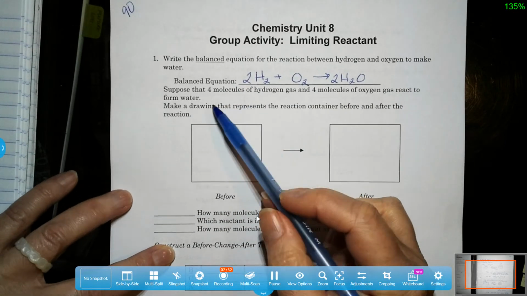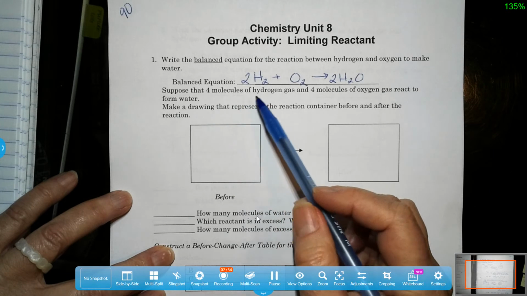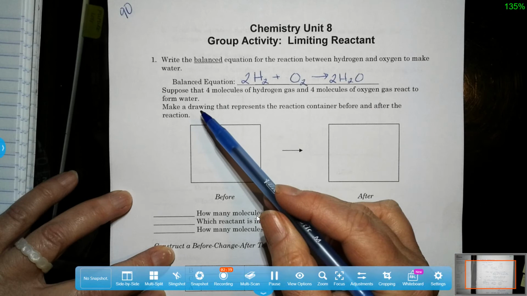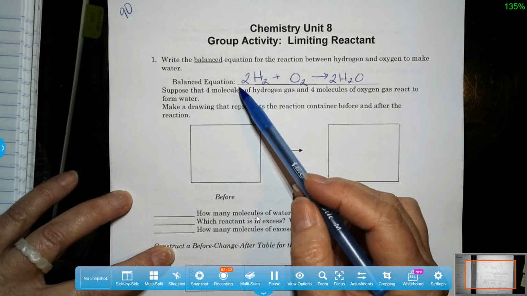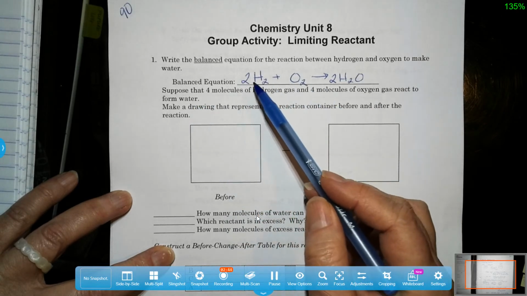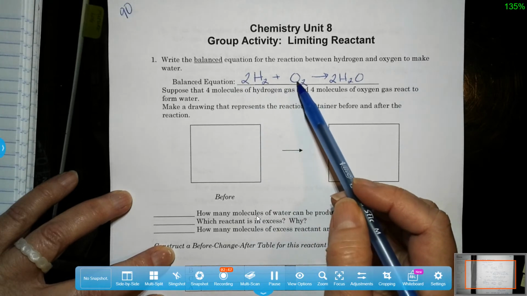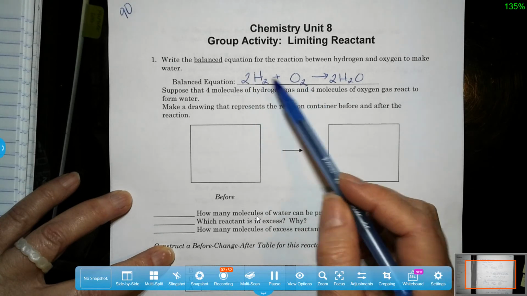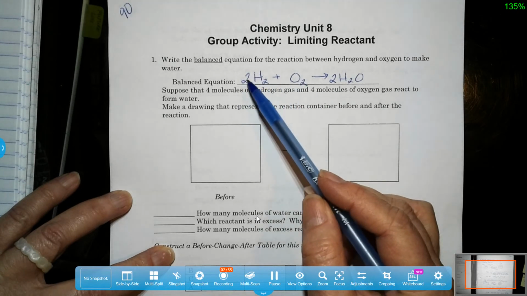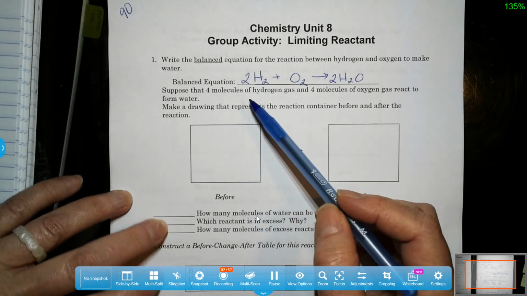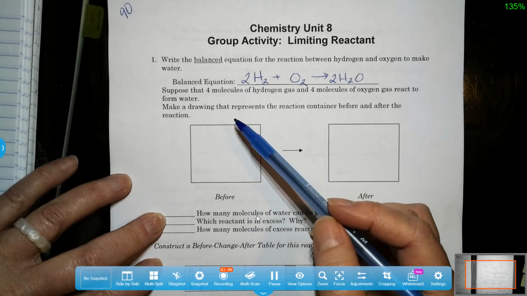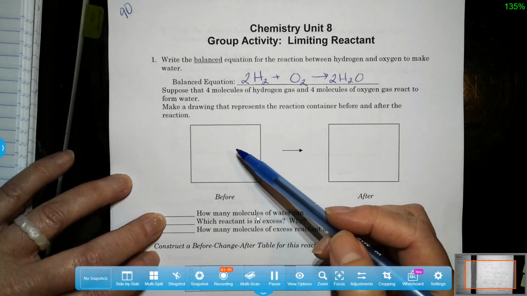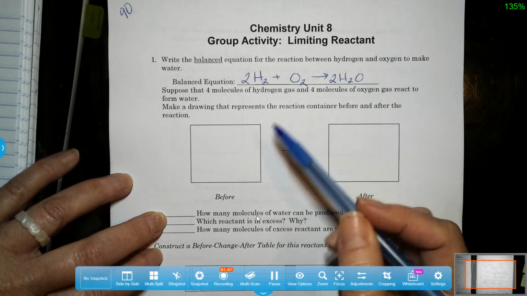Okay, and then it says, suppose that 4 molecules of hydrogen gas and 4 molecules of oxygen gas react to form water. Some of you may be confused because you looked at this and said, well, it says that 2 of these are going to react with 1 of those. No, this is the recipe. This is how they're going to react. For every one of these, you need 2 of those. But that doesn't mean that you're going to start out with that. You can start out with other amounts, but what's going to end up happening is you're going to run out of one of them as you're making product. So remember, this is the limiting reactant that we're studying.